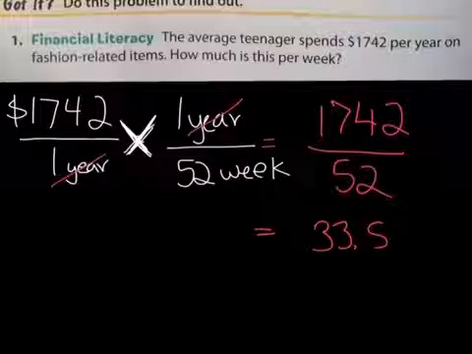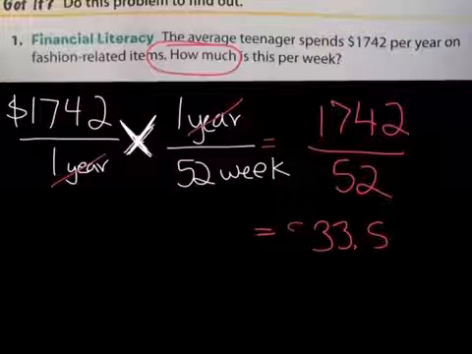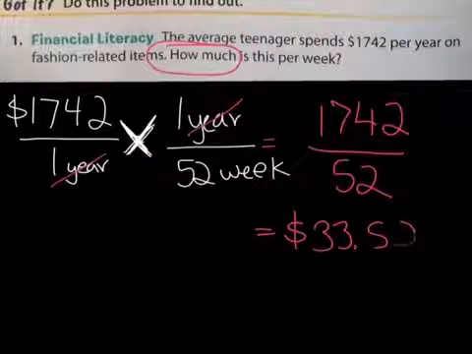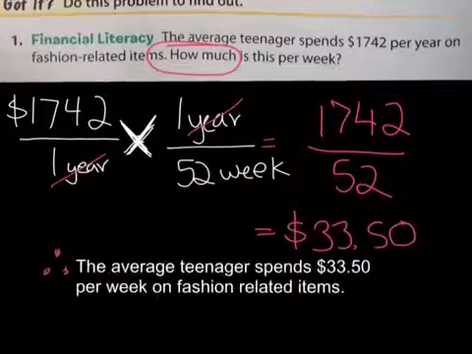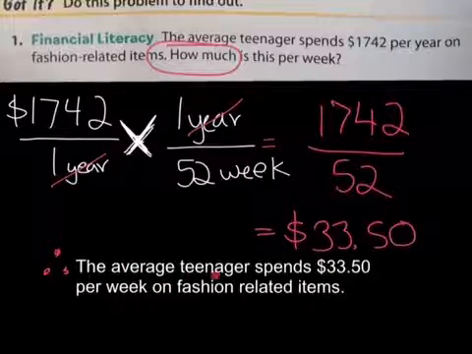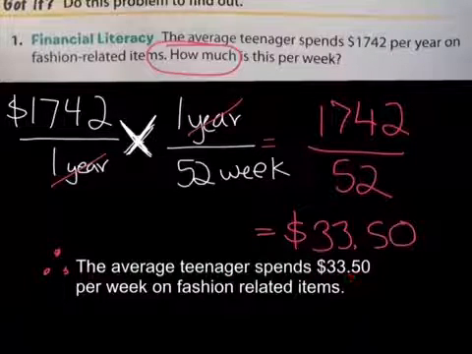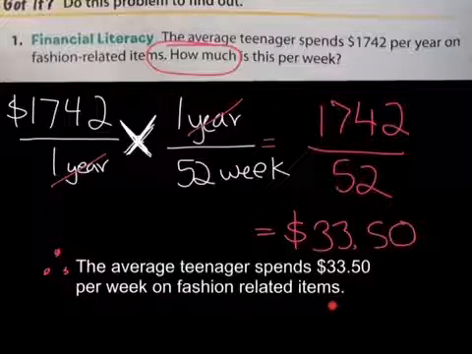33.5, we're talking about money. How much money is this? So it's the unit of money, so we have to include the 0 in the hundredth place, and it's $33.50. Therefore, the average teenager spends $33.50 per week on fashion-related items.